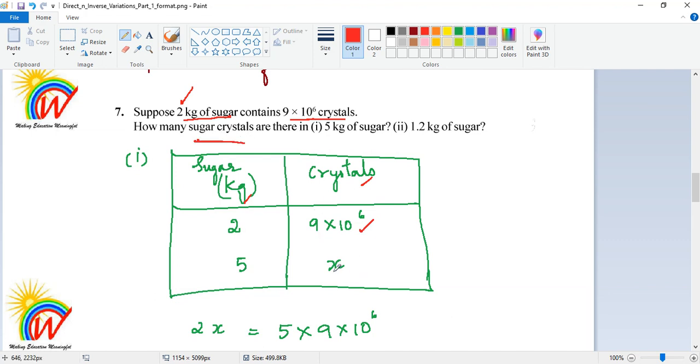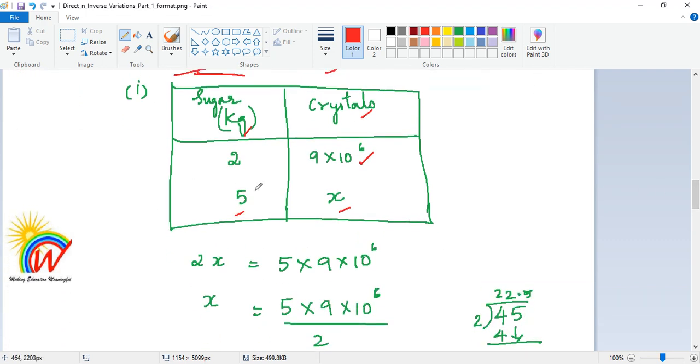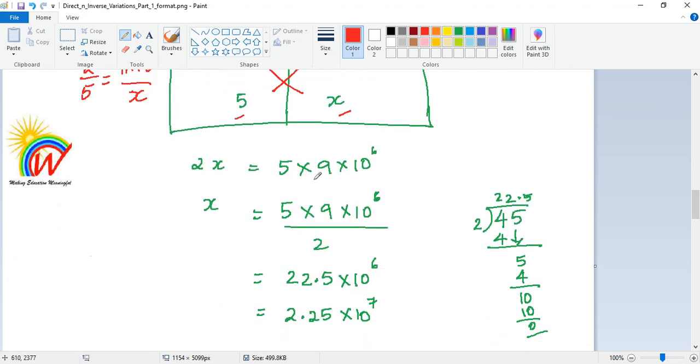Then they are asking how many sugar crystals there are. So you put x below the crystal column, because they are asking how many sugar crystals, and the first one says 5 kg, so put 5 over here. So now again you can just cross multiply. You can write 2 by 5 equals 9 into 10 to the power of 6 divided by x. So you get 2 into x equals 5 into 9 into 10 to the power of 6. So x equals, you bring the 2 to the bottom. Now 5 into 9 is 45, and 45 divided by 2 is 22.5. So this will give you 22.5 into 10 to the power of 6, we keep it as it is.